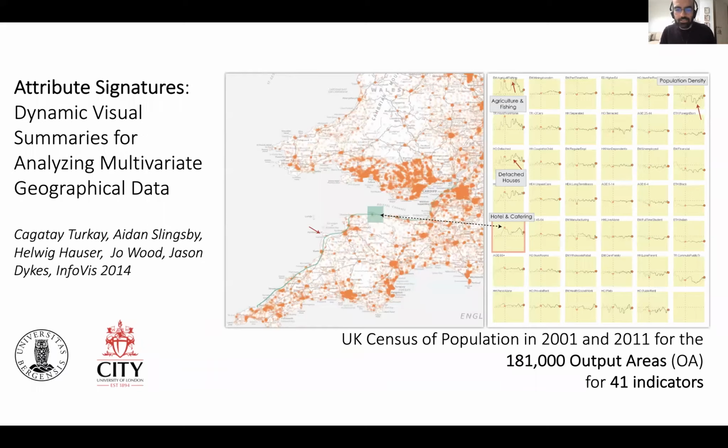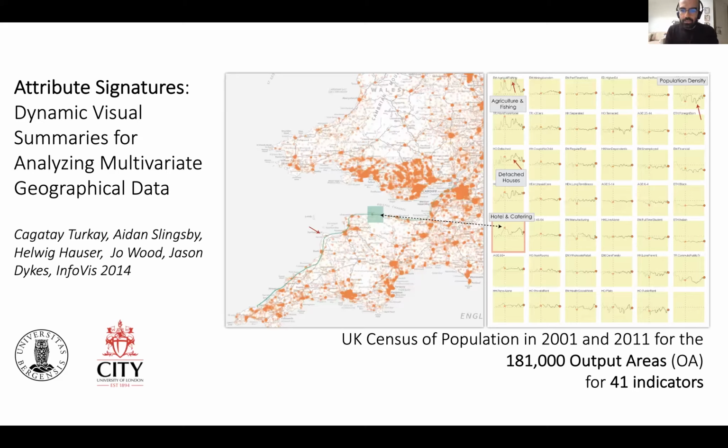The first one is from a few years back. You'll see that Halvik is also on this, as we collaborated on this work together with him as well. We had some spatial, geographical data from a survey done in the UK that spanned across the country, and the interest here was on understanding the interactions between multiple variables, multiple indicators over space.